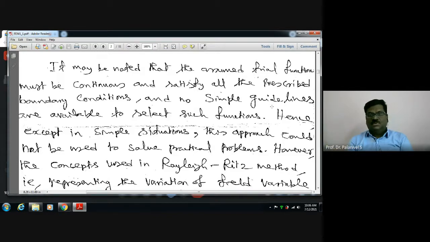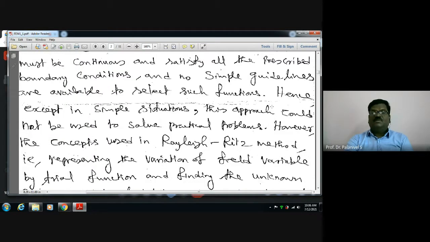Please keep it in mind, no simple guidelines are available to select such functions. Already I told you, no simple guidelines are available to choose such trial functions, whether trigonometrical function, polynomial function, or exponential function. Hence, except in simple situations, this approach could not be used to solve practical problems. So this method can be used to solve only a few practical problems, but not all. Only in simple situations can you use this method.